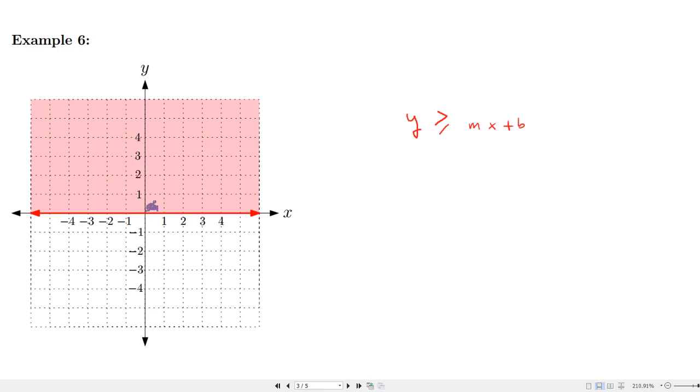So where does this line hit the y-axis? Well, it hits it right here, at 0, 0. So that's your b. The y-intercept is where it hits the y-axis at y equals 0, so b equals 0. And the slope is m, and that is the rise over the run.